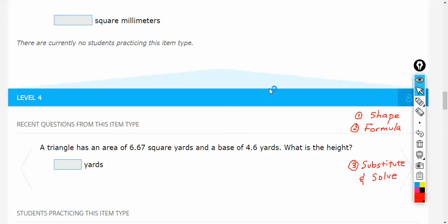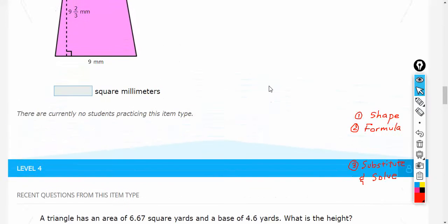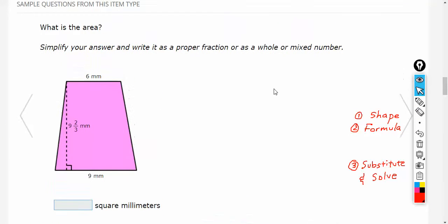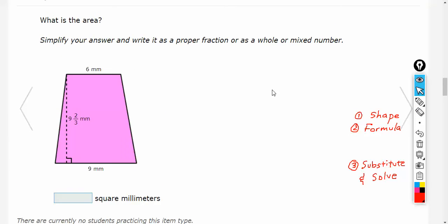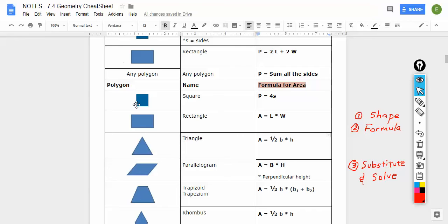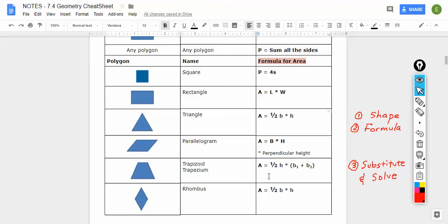Okay, so let's look at the level 5 question. What is the area? Okay, that's not hard. First we're talking about the shape. Shape is a trapezoid. The formula is area of a trapezoid. So let's go to the notes. Let's get the right formula. Area of a trapezoid is down here.